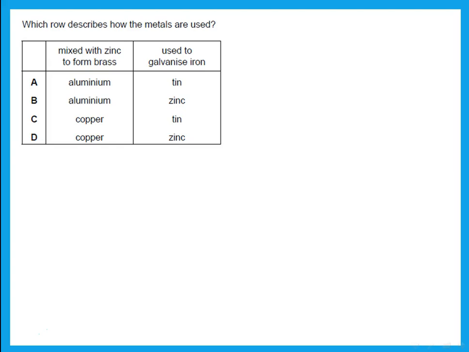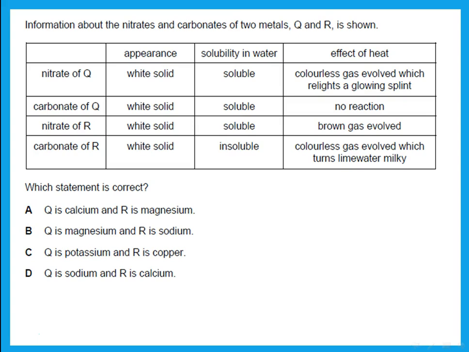Which row describes how the metals are used? Okay, which one is mixed with zinc to form brass? We said brass is made up of what? Zinc and copper, so my answer is C or D. Which one did we say is used to galvanize iron? Zinc, so the answer is D.